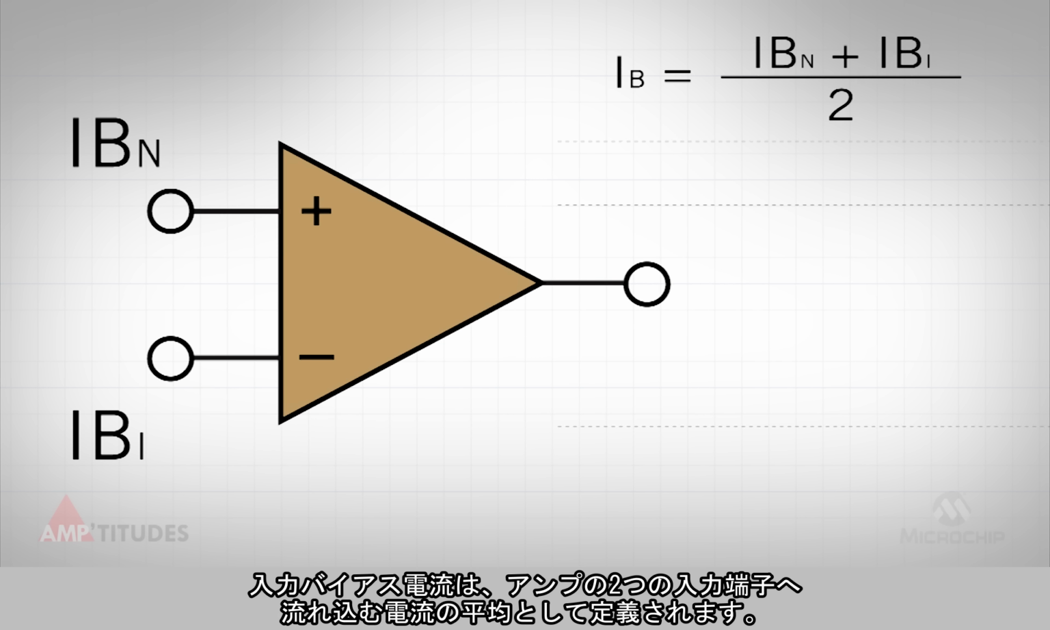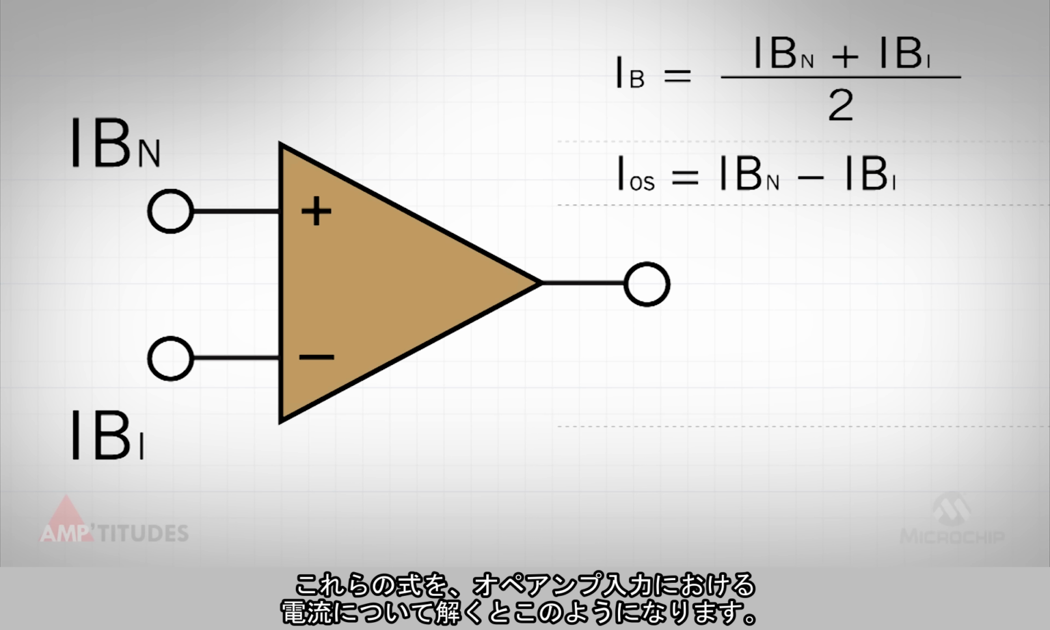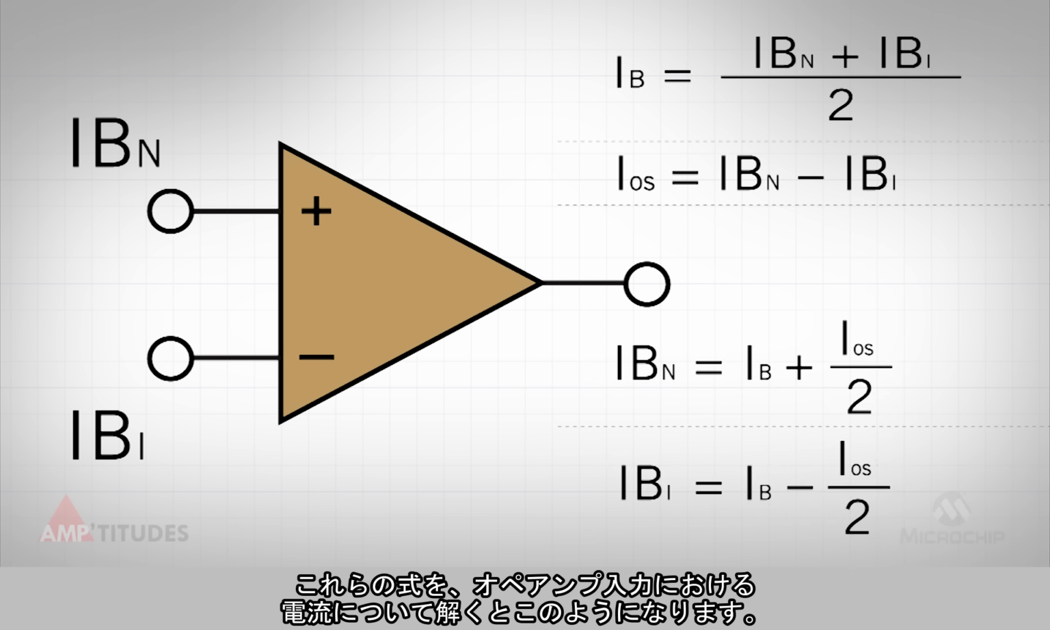Input bias current is defined as the average of the currents into the two input terminals of an amplifier. Input offset current is defined as the difference between the currents into the two input terminals of an amplifier. Now let's rearrange these two equations in terms of the actual currents at the op-amp inputs.